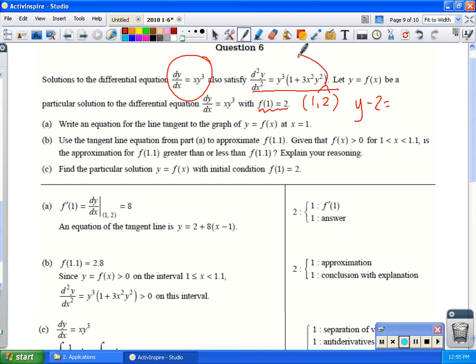I'm going to take x and y, go over here and get the slope. And 1 times 2 cubed is 8, so I'll have 8 times x minus 1. And so there we go. We get 2 points for that. That's pretty nice.